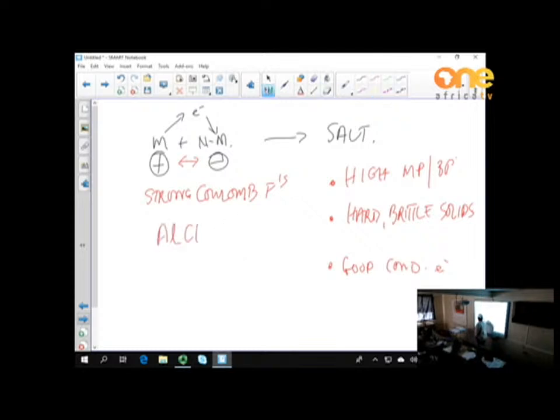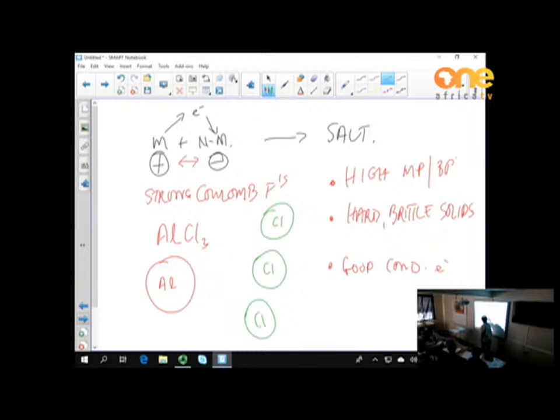Do aluminium chloride. Oops, 3. Okay, so aluminium in its outer shell has got 3, and let's do chlorines. 3 of them, 1, 2, 3 of them. Each chlorine has got how many electrons? 7. Yes, 7. I'm going to do it now. 1, 2, 3, 4, 5, 6, 7. Okay, now, aluminium has got 1, 2, 3.